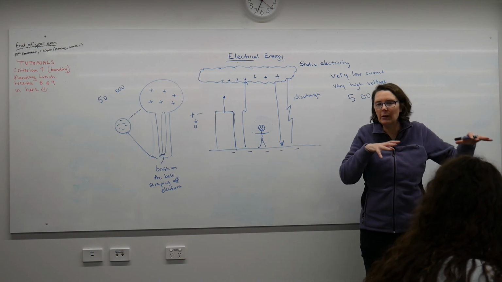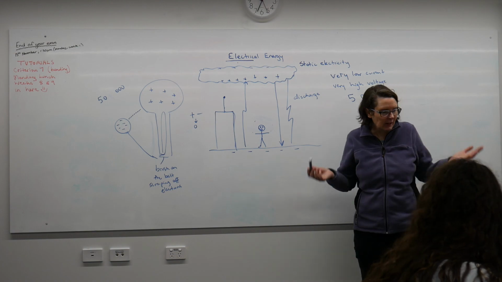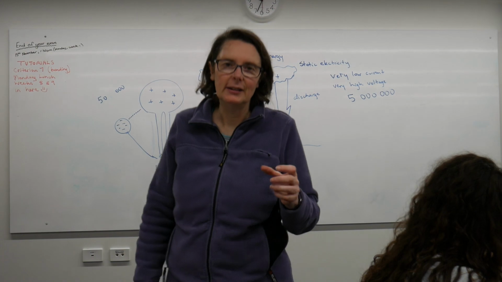So electrons are going to find whatever path they can. If we've got conductors around there, then that's what's going to happen. They're going to conduct electricity.